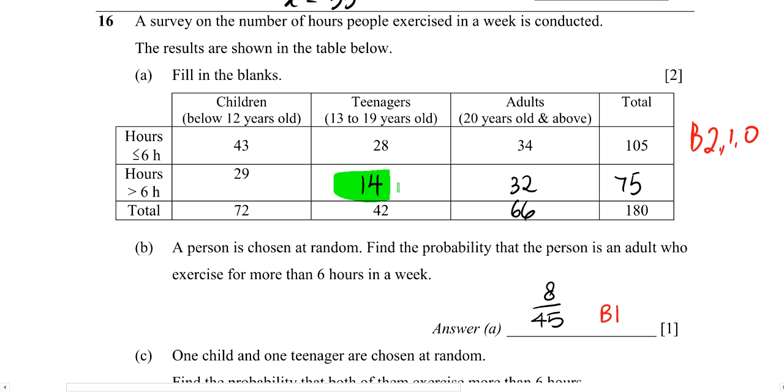First blank we want to fill out will be this one. How do we get 14? 42 minus 28. Okay, so this one done already. Next one, we're gonna do this. 66, you get 180 minus 72 minus 42, then you get 66. With this, you can get 32. With 32 plus 14 plus 29, you get 75.